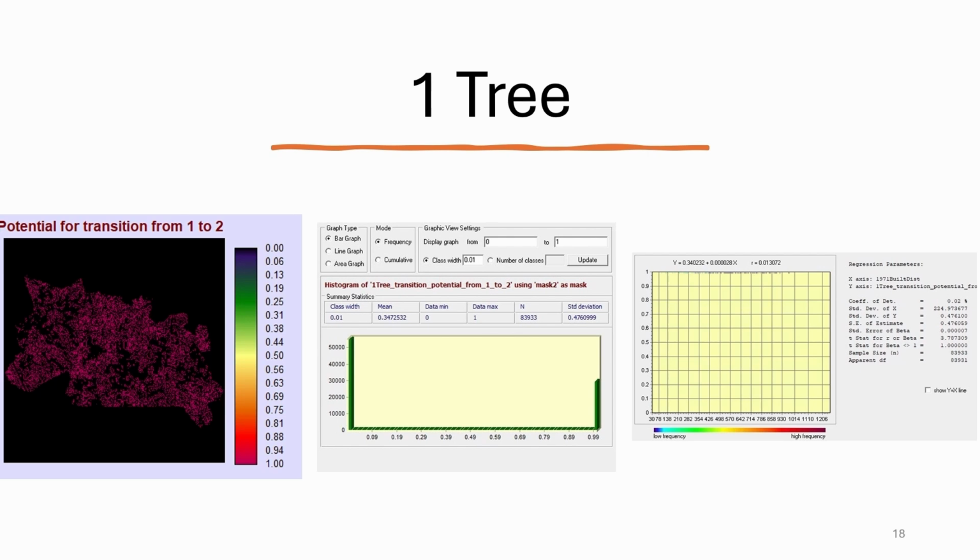The histogram in the center shows about 30,000 pixels have a transition potential value of 1, while more than 50,000 have values of 0. Notice the cluster value is at 1 at the top of the regression plot. There should also be a cluster at 0, but that is cut off by faulty plotting in TerrSet.